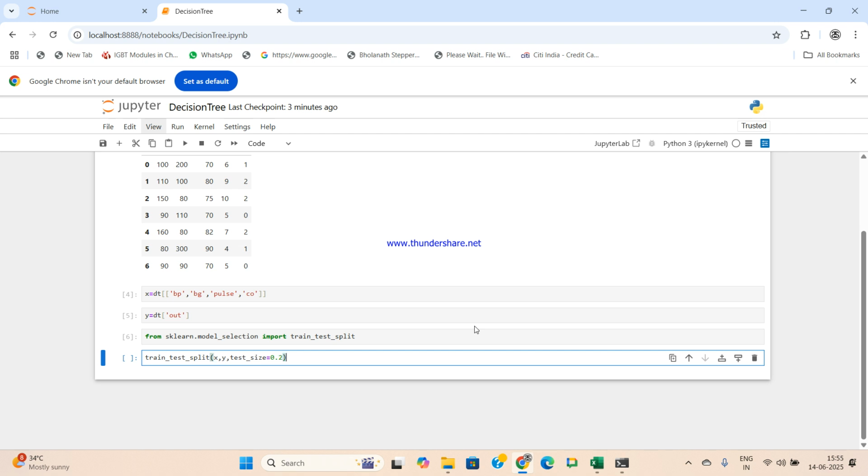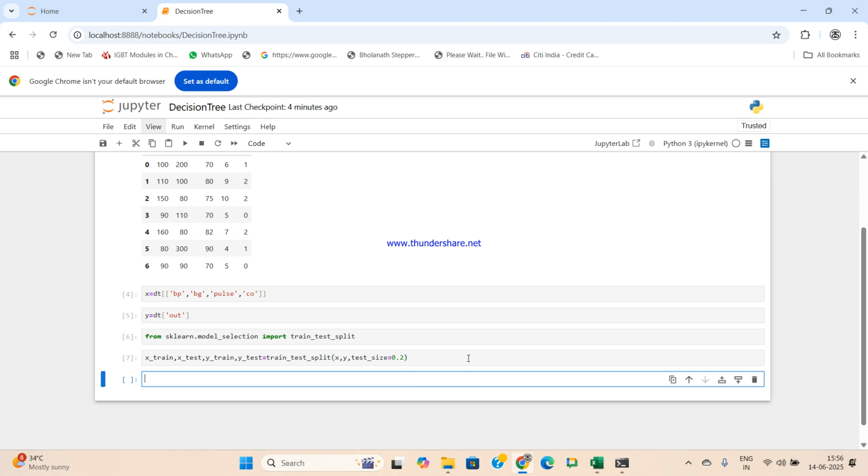And now that is equal to x_train, x_test, y_train, y_test. So I've taken 20% of the data for testing.